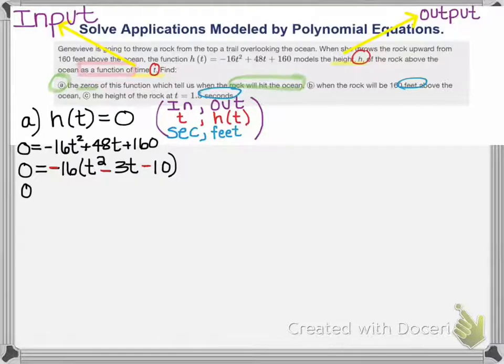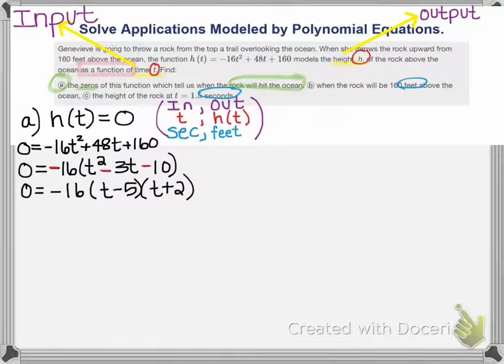Now I want to factor the trinomial inside the parentheses. So this factors to negative 16 on the outside, so I don't want to forget about my GCF, and then negative 16 is multiplied by the two binomials t minus 5 and t plus 2. Now I'm ready to use my zero product property.